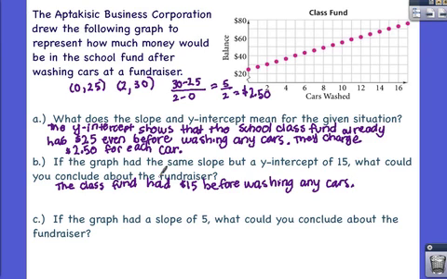If the graph had a slope of 5, what could you conclude about the fundraiser? Well, the slope is your rate of change, the change in the balance compared to the number of cars washed. So this would mean that each car cost $5. So they charged $5 to wash each car.